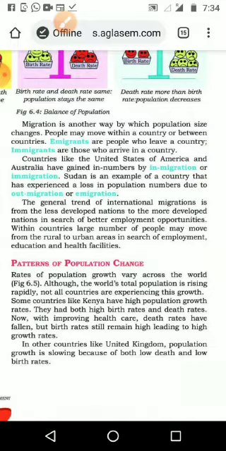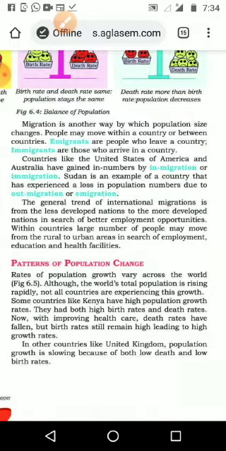Countries like the United States of America and Australia have gained in number of in-migration or immigration. Some countries are getting many people. Even America now, the new president, before becoming the president itself, said they are going to issue maximum green cards to the people who are waiting for green cards. They are calling people to their own country. Then Sudan is an example of a country that has experienced a loss of population number due to out-migration or emigration.